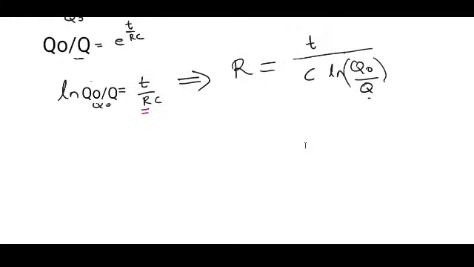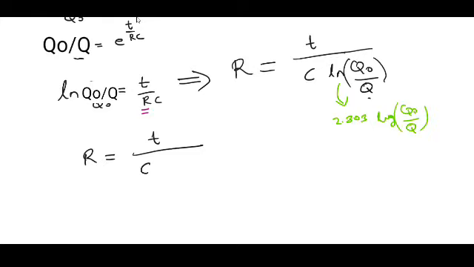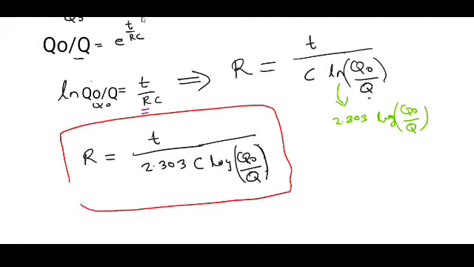If I write this in normal log, R can be written as t divided by 2.303 C log Q0 by Q. Okay, this is the expression that we will use to find out the value of the unknown resistance R in the experimental method.